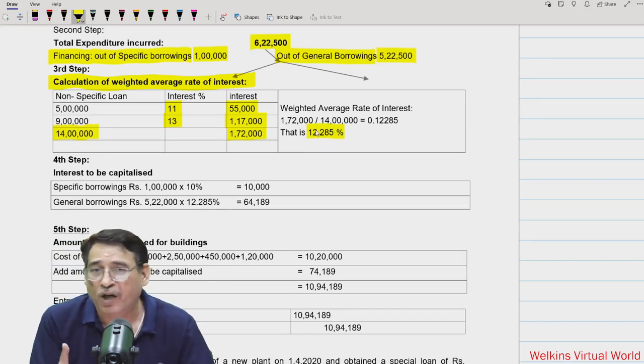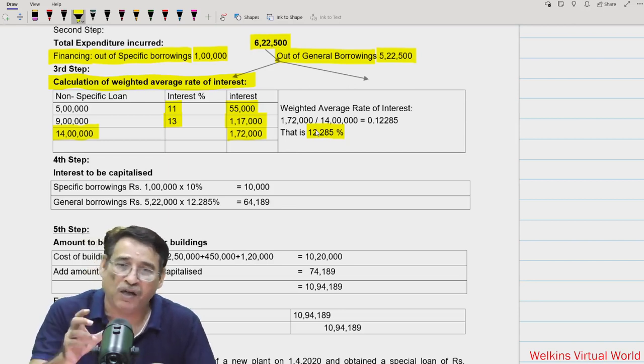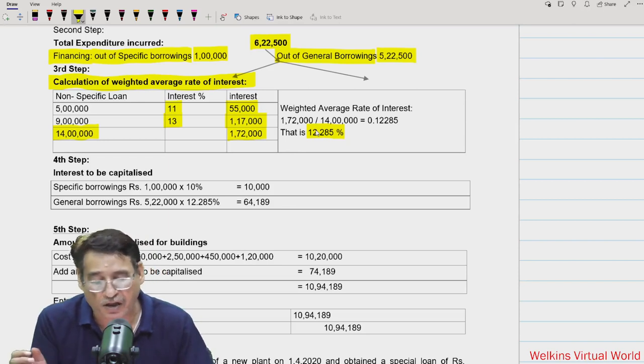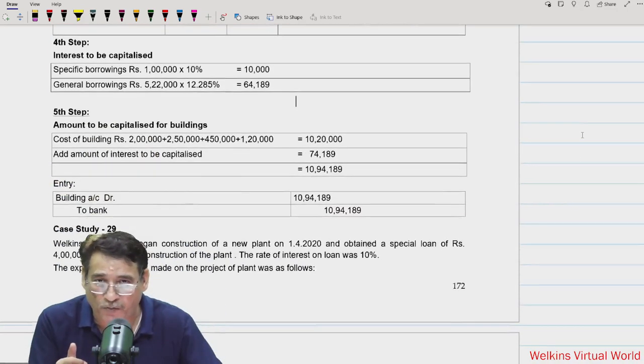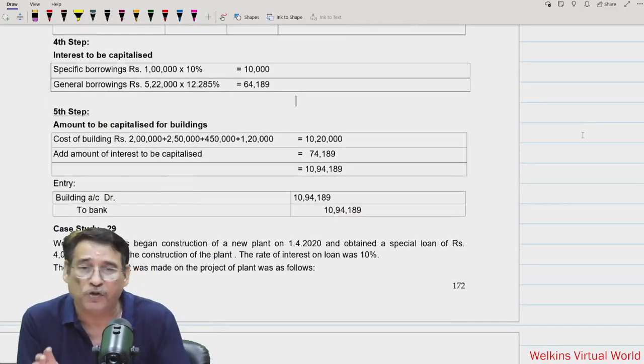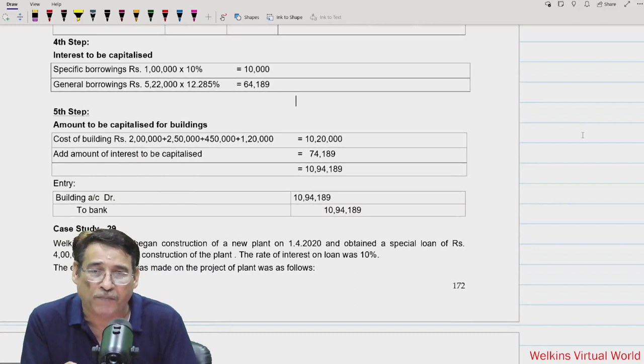When we say we are computing weighted average rate of interest, it means we are computing weighted average rate of interest in connection with the general borrowings. Is it clear to you? So now you have the rate of interest of special borrowings. You have the rate of interest now of general borrowings. So now you are in a position to find out how much interest you are going to capitalize.